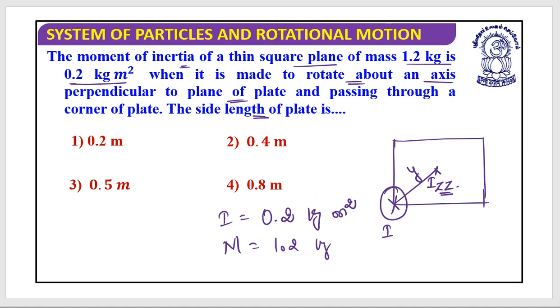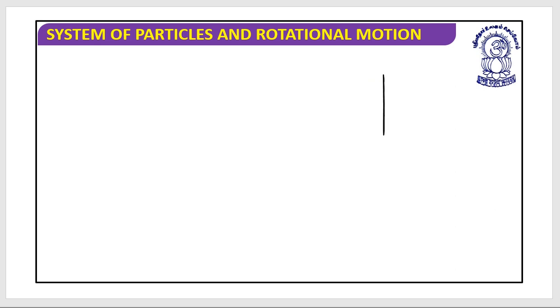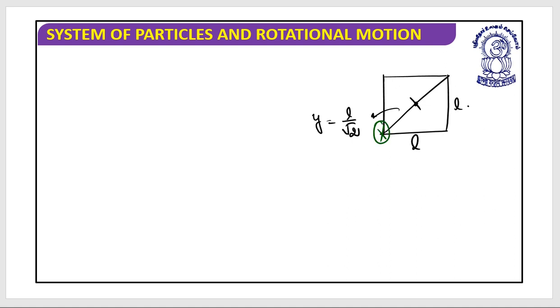So what I understand is that, let's suppose this was the square plate. This length is L, this length is L, this is the midpoint. This complete diagonal is root 2 L, and this half of the distance, let's call it y, that would be equal to L by root 2. And you are going to rotate this from here, and the moment of inertia is given. So I understand that this axis and this axis are parallel to each other.